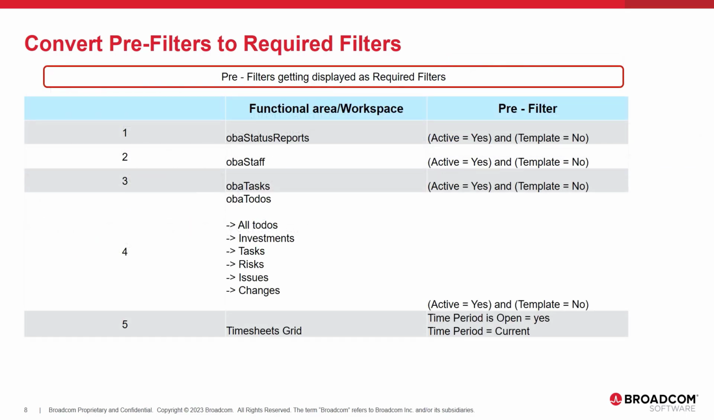Here we can see the workspaces and respective pre-filters that are getting displayed as required filters, like common investment active is equal to S and common investment template is equal to no in OBA status reports, OBA staff, OBA tasks and OBA to-dos. In timesheets grid, the pre-filters are time period is open is equal to S and time period is equal to current.